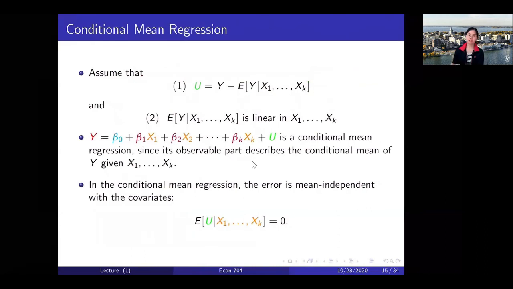Let's start with the conditional mean. For the conditional mean, the assumptions we make are that the error term is the difference between y and the conditional mean of y given x1 to xk. And that is not enough. We also need the conditional mean to be linear in x1 to xk. And this is a substantive assumption that could be violated. So you can consider assumption 1 to be just a definition for the error term.